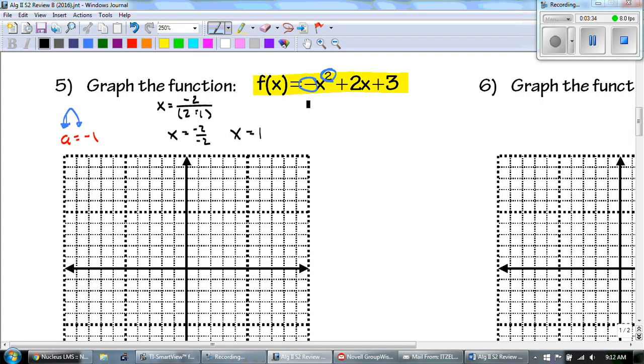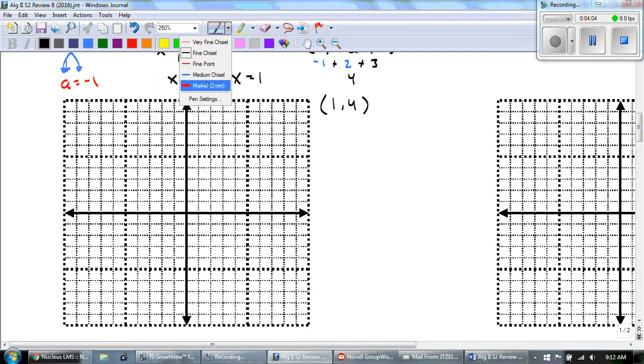So now to find the other one, the y, we plug in the positive 1. 1 squared is 1, and then we get a negative 1. Plus 2 times 1 is 2. Plus 3, negative 1 plus 2 plus 3, we get 4. So our vertex is 1, 4. So here I am at 1, 4, and then following the pattern of negative 1, it's down 1 over 1, down 4 over 2.